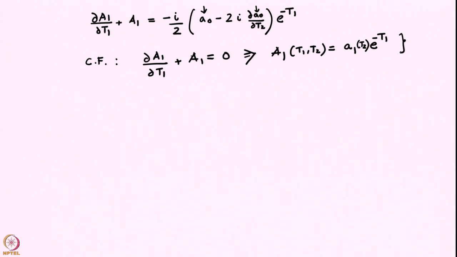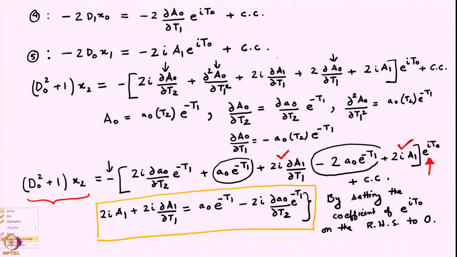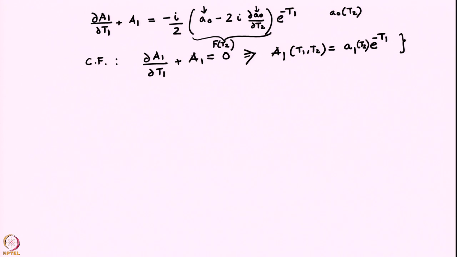The particular integral is easy. You can see that this entire thing is just a function of T2. There is no T1 here. Why? Because small a0 is a function of T2. We have said that earlier, that small a0 is a function of T2 alone. So, this part that I have underlined here is a function of T2 because it involves a0 and derivatives of a0 with respect to T2. It is an unknown function, but it is a function of T2. So, this entire term on the right hand side has e to the power minus T1 with a coefficient which is just a function of T2. So, I can find the particular integral for this very easily.